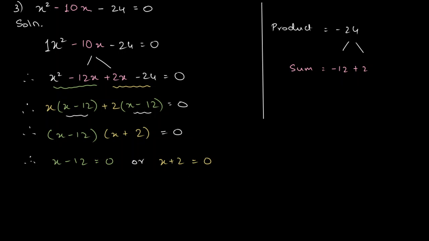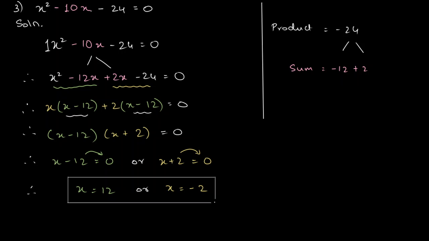Now if I solve the first equation, x minus 12 is equal to 0, taking the 12 to the other side, I get x is equal to 12. Or if I solve x plus 2 is equal to 0, taking the 2 to the other side, I get x is equal to minus 2. And this is the solution of my equation. So x is equal to 12 or x is equal to minus 2. So this is solved by splitting the middle term.